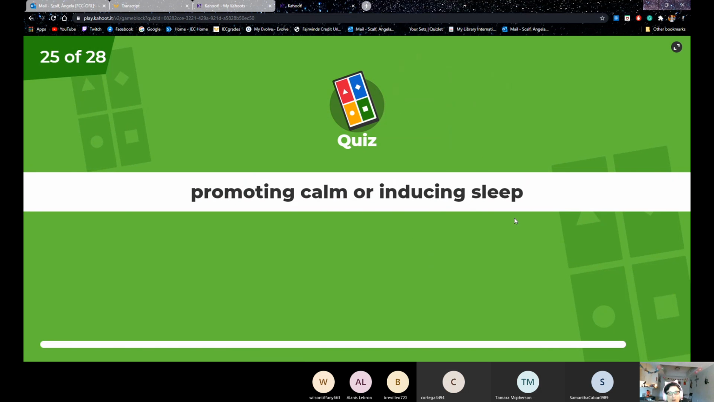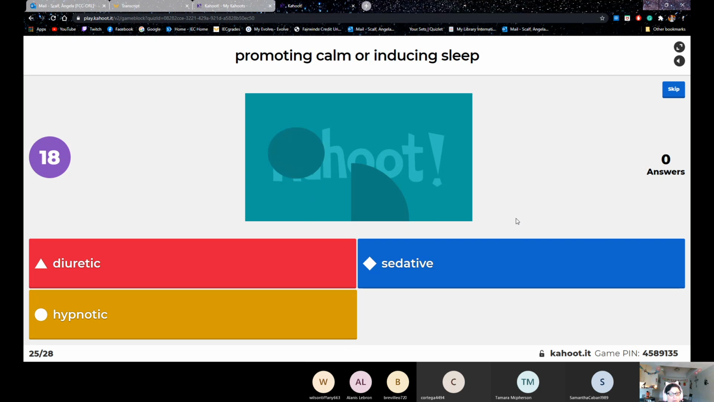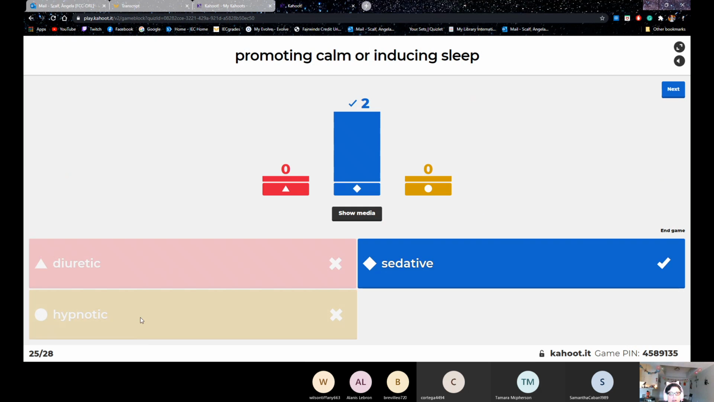Promoting calm or inducing sleep. This is the difference right here. Very good. A sedative. Sedatives usually are used to help calm us. But one of the effects, we get so calm and so relaxed, is we fall asleep.